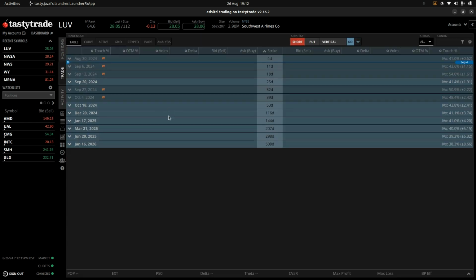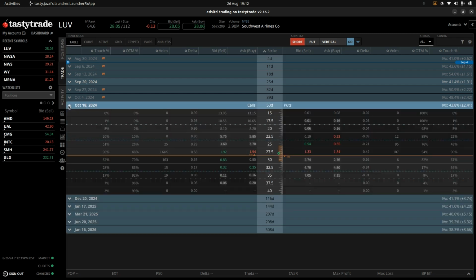So if we have a look at the trade tab and go into the October 18th expiration, which is 53 days out, we can have a look here at the spread. So we can see at the money it's a couple cents wide. The spread is a penny wide on the put side here for the 27.5 strike. So the spreads aren't too bad. We don't have too many strikes to choose from.